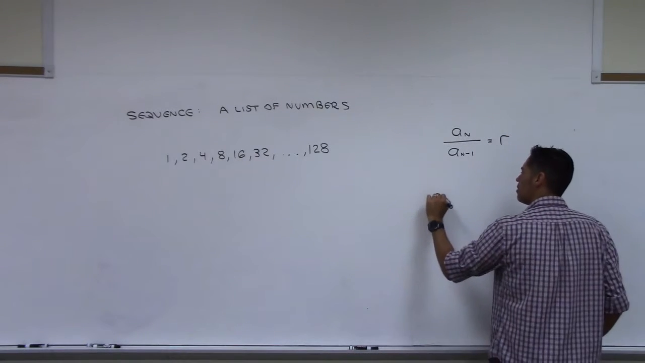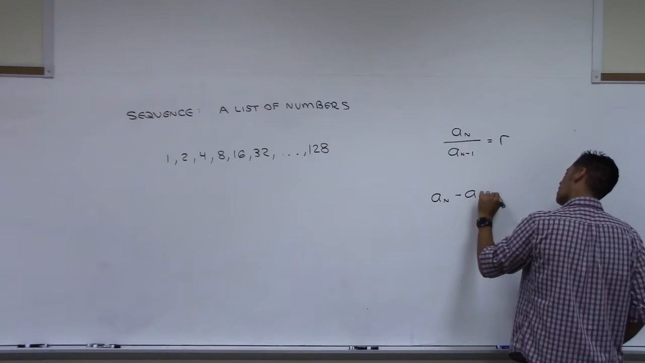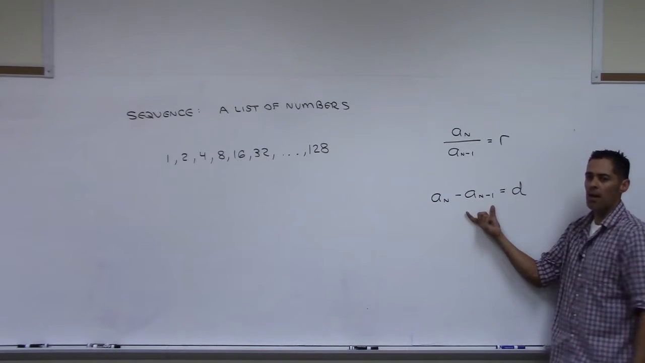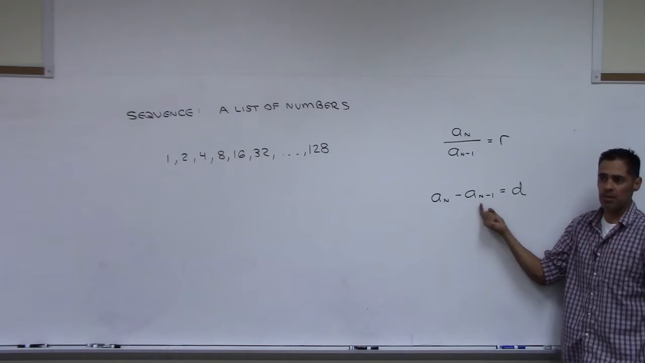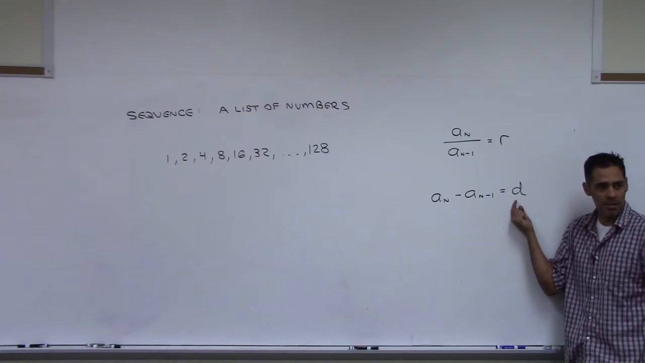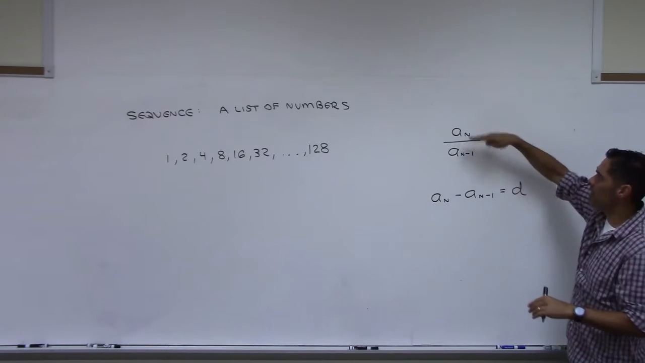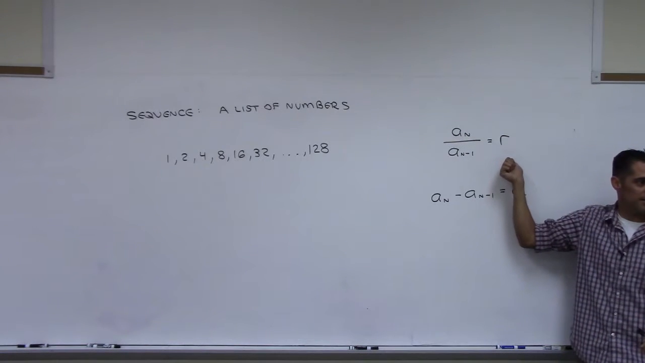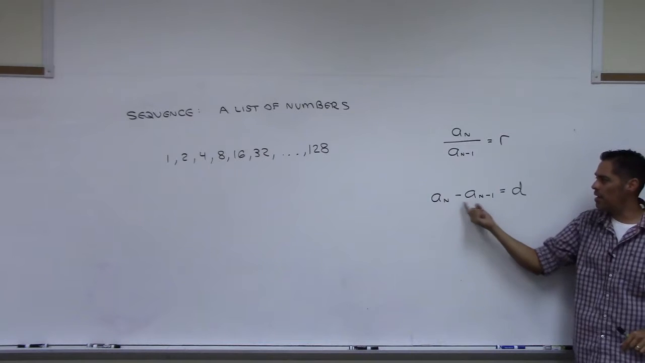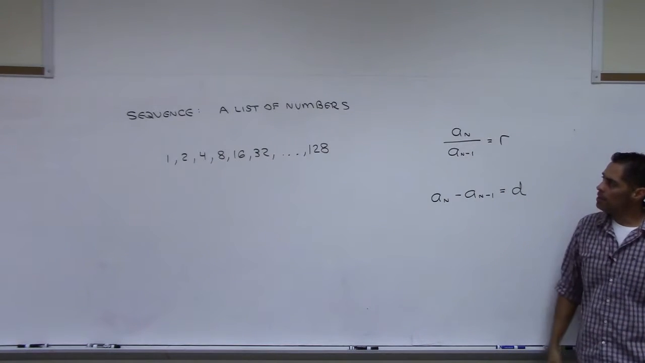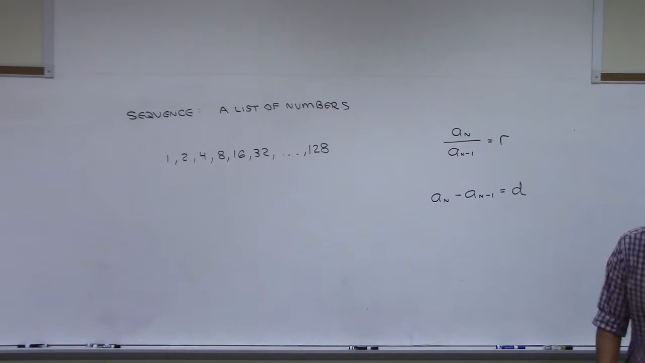Compare that to this. This was arithmetic, right? The difference between two of the terms had to be a constant. Geometric says the ratio of two consecutive terms has to be a constant. So totally different operation, right? Subtraction, division. So is this geometric?